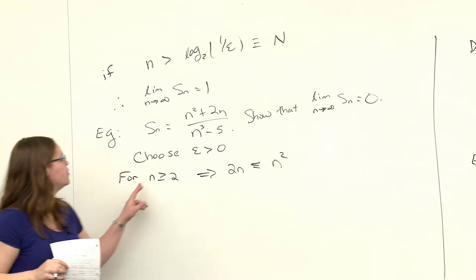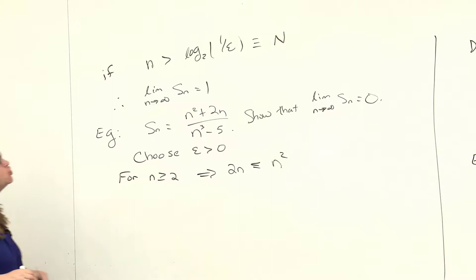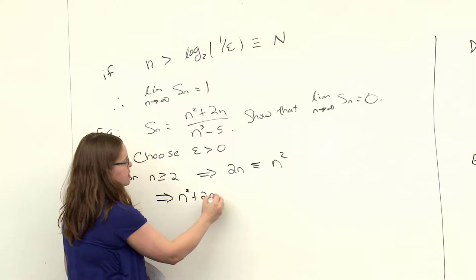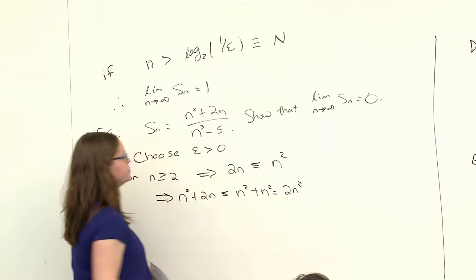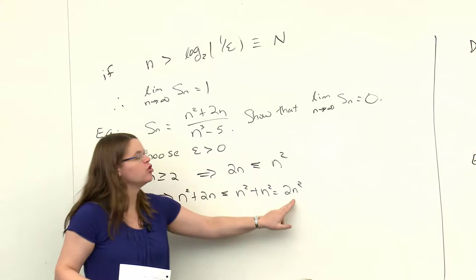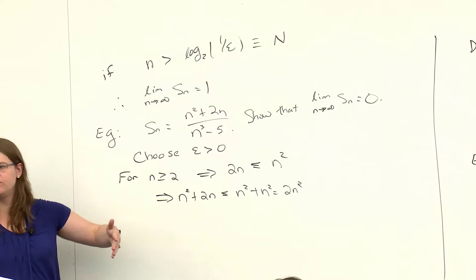Right? All I've done is actually multiply both sides of this by n. Okay, and if 2n is less than or equal to n squared, that means that n squared plus 2n is less than or equal to n squared plus n squared. That's 2n squared. Right, so I know that my numerator is going to be bounded by 2n squared. Okay, not for the first term, but once I hit the second term and beyond, that's always true. So I can use this as a fair estimate.